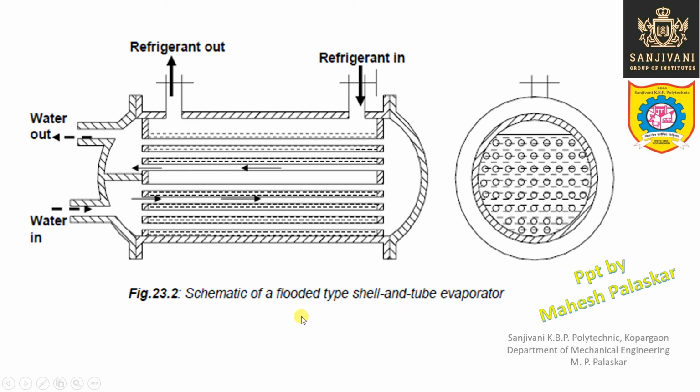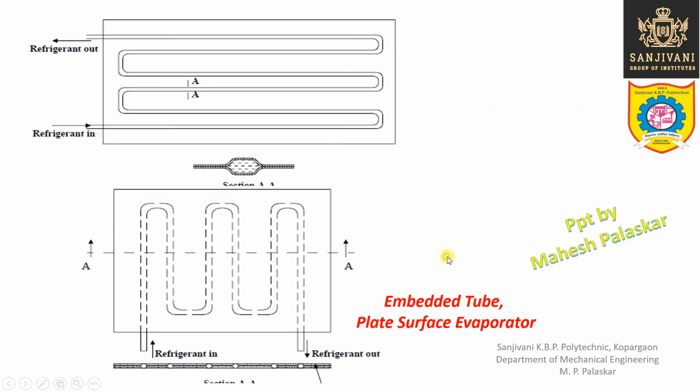This is a schematic diagram of a flooded type or shell and tube type evaporator, right? So in the shell and tube type evaporator, we are having a shell. This shell is almost cylindrical in shape, and inside this shell, we are having a number of tubes. Through these tubes, the cooling water is flowing, and the refrigerant surrounds these particular tubes, which is present in the shell. The refrigerant is entering inside the shell and it comes in contact with the tubes and this refrigerant leaves this particular shell, okay.